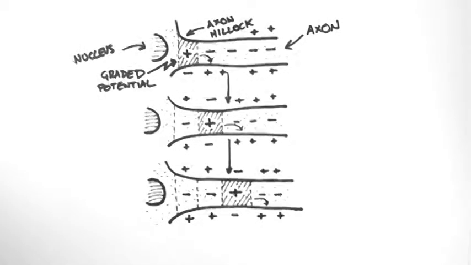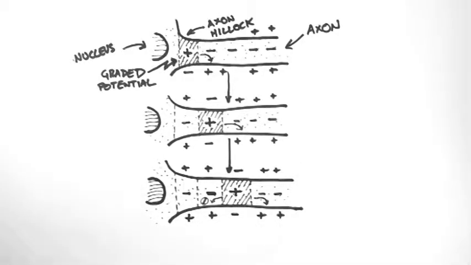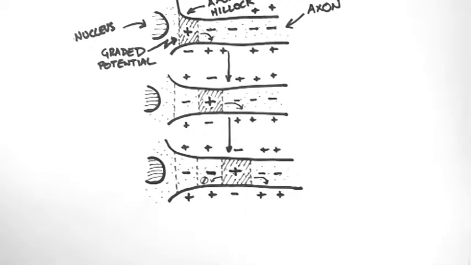The local current flow then moves into the next segment of the axon and triggers an action potential in that segment. And this process continues until the action potential has propagated all the way down the axon. So the last issue is to address why doesn't the local current flow backwards and trigger an action potential in the other direction? The answer is that it does flow backwards, but it doesn't trigger an action potential.